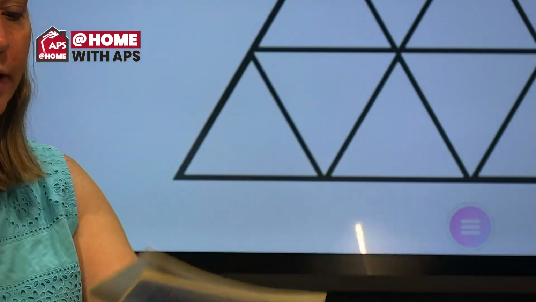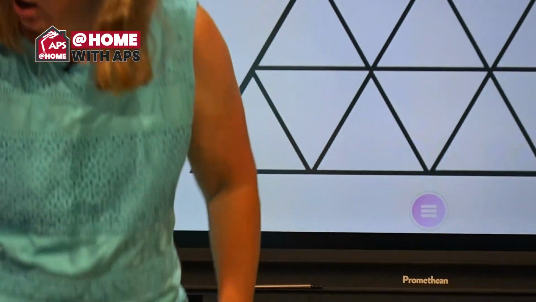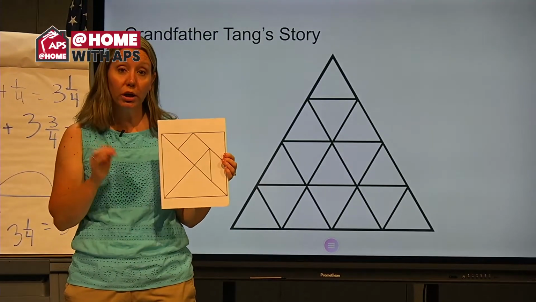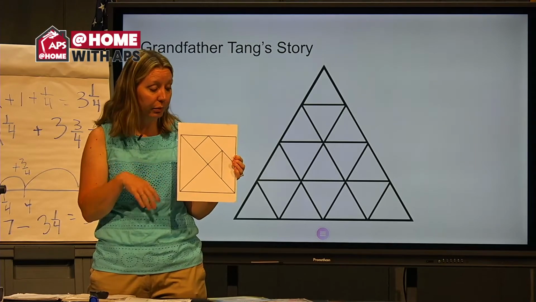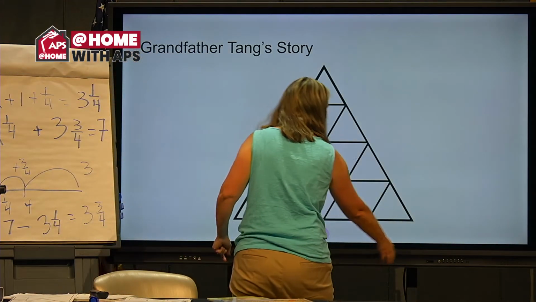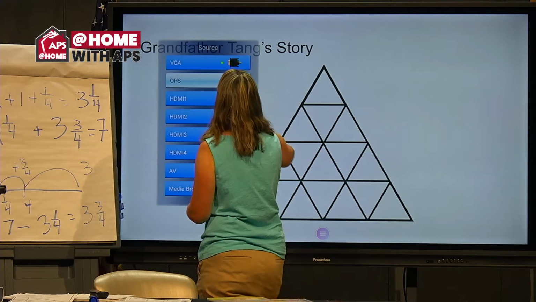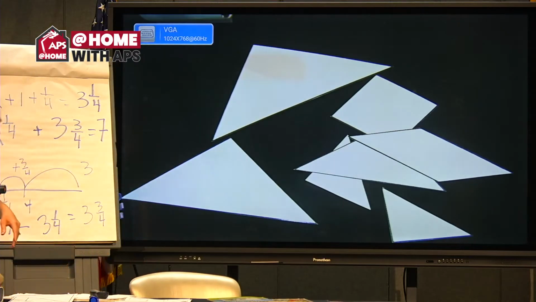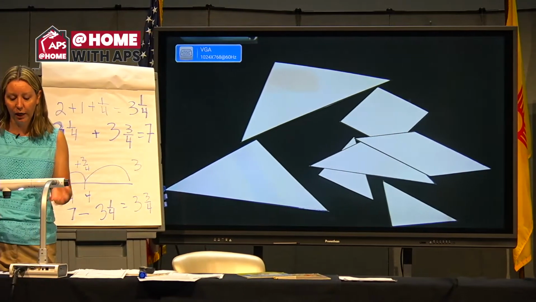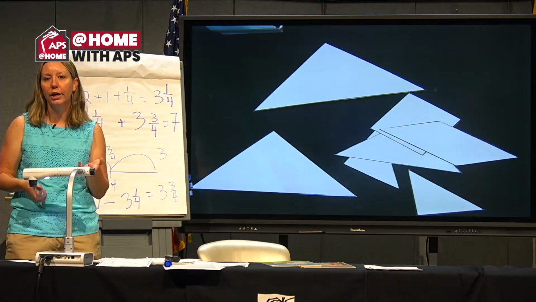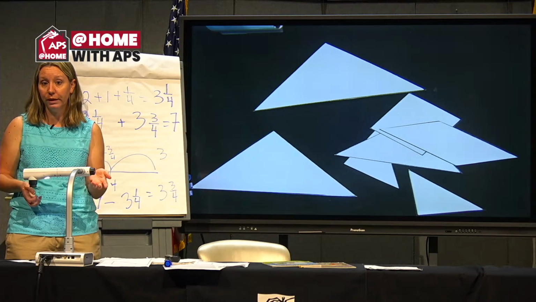I'm going to stop there because I have an activity for you guys. Online, there is a tangram puzzle that you can print out, cut up, and do with me. In this activity, I'm asking you to take these puzzle pieces and figure out how many triangles you can make with a certain number of pieces.